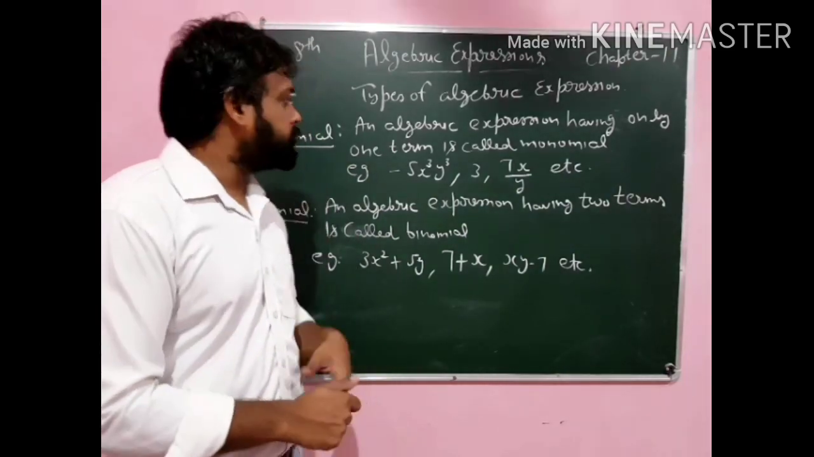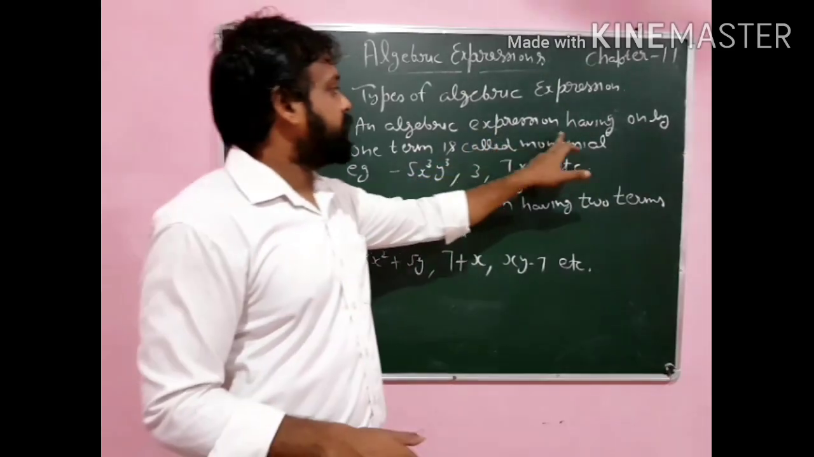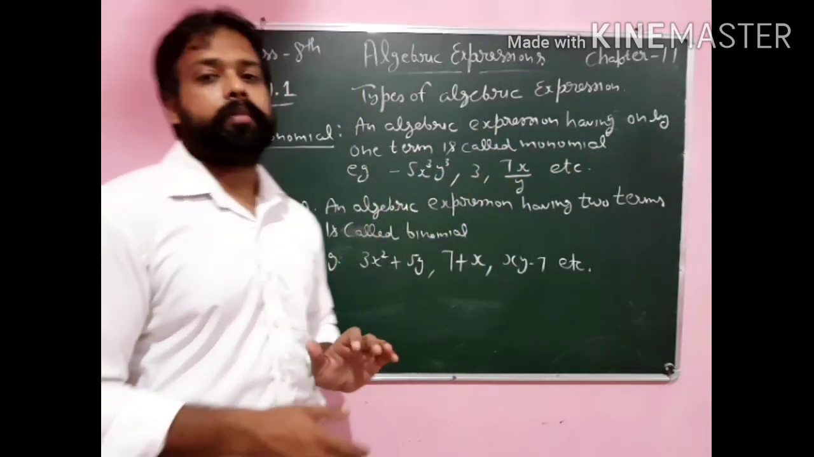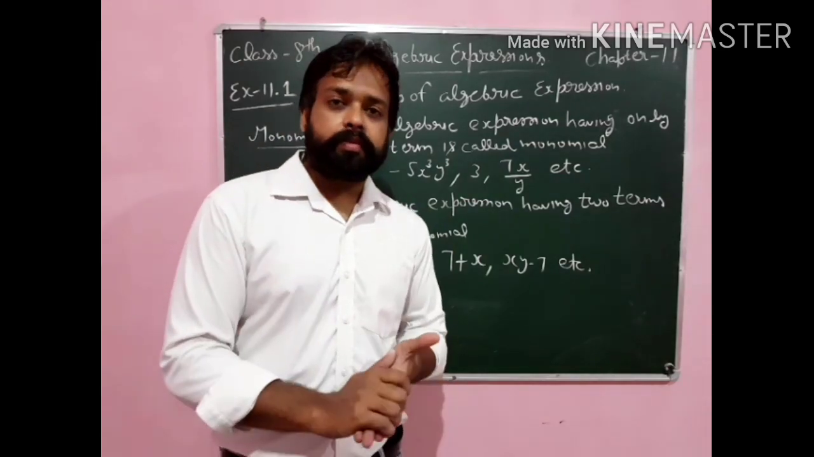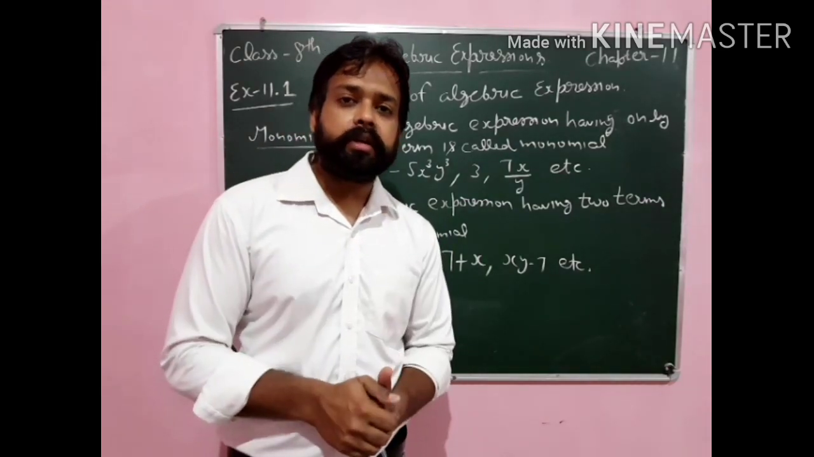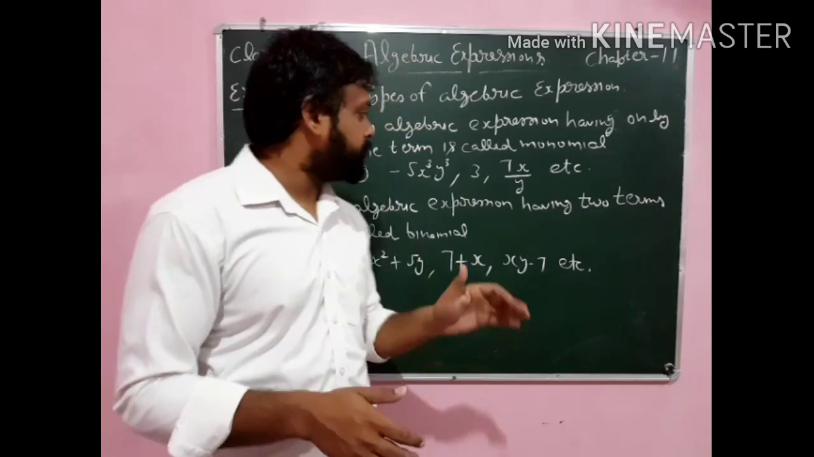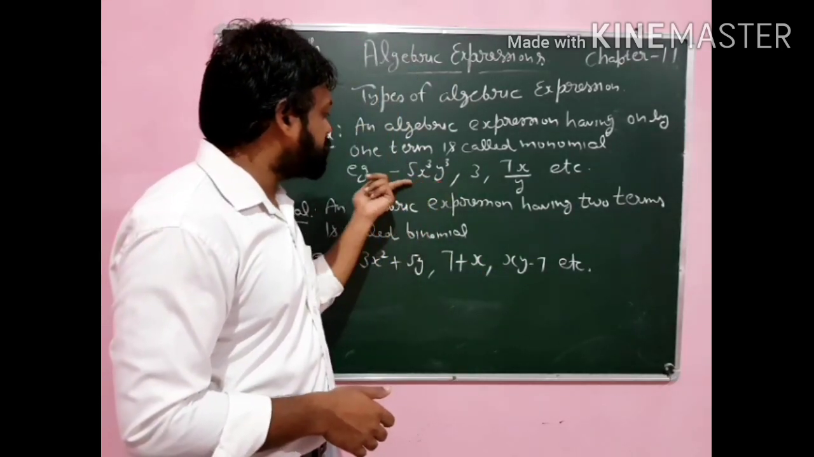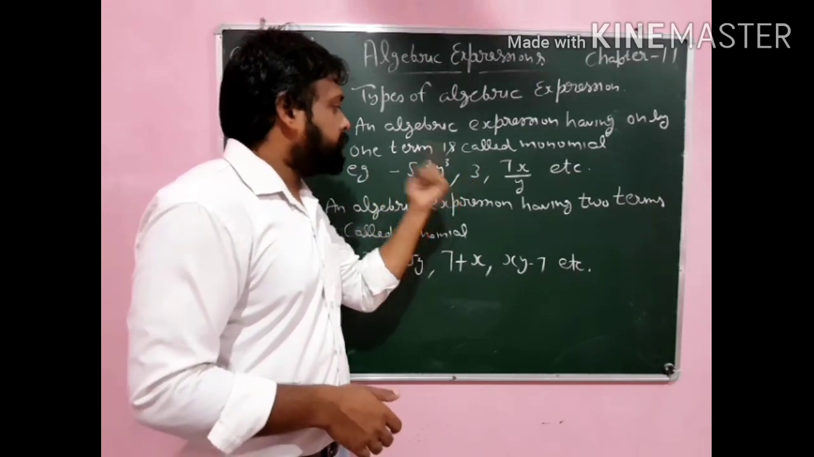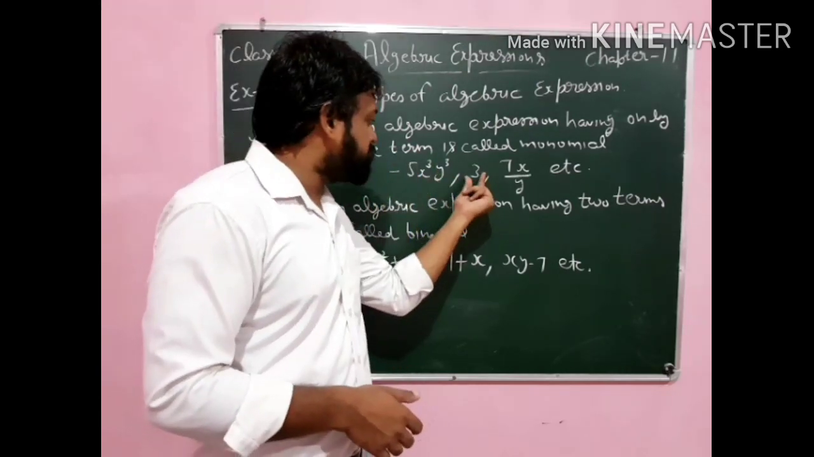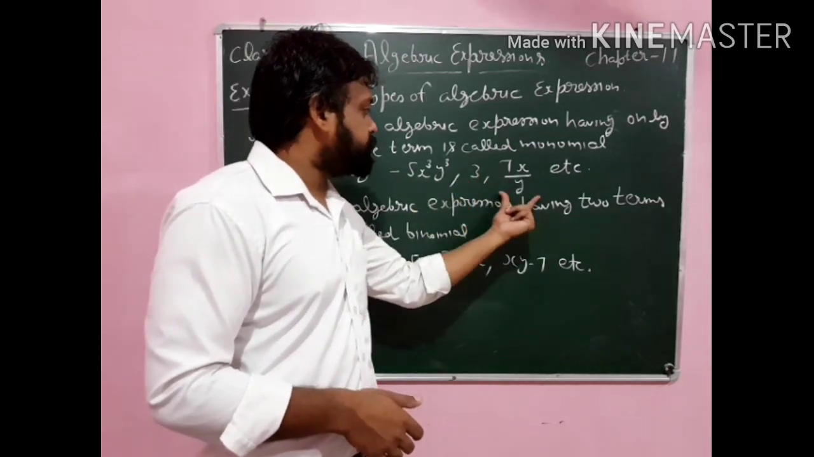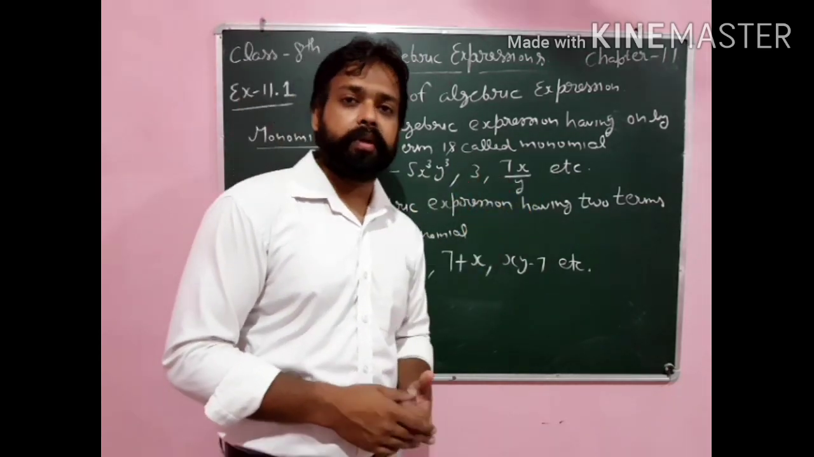What is a monomial? An algebraic expression having only one term is called a monomial. It means those algebraic expressions in which only a single term is there are called monomials. For example, here minus 5x cubed by 2. It is only a single term, you can see. It can be 3. It means 3 is also only a single term. So it is also a monomial. This 7x by y, it is also a monomial.